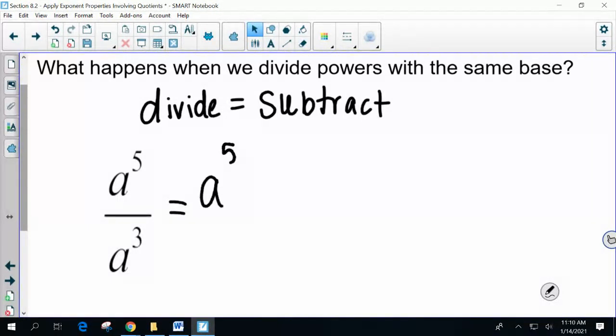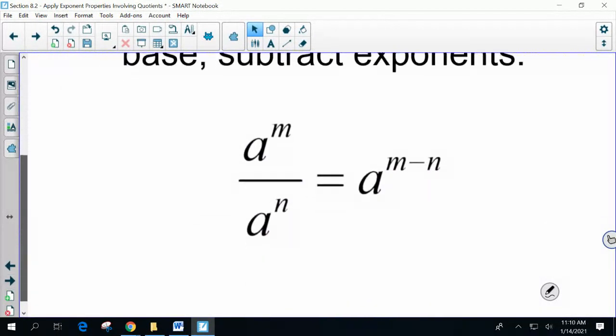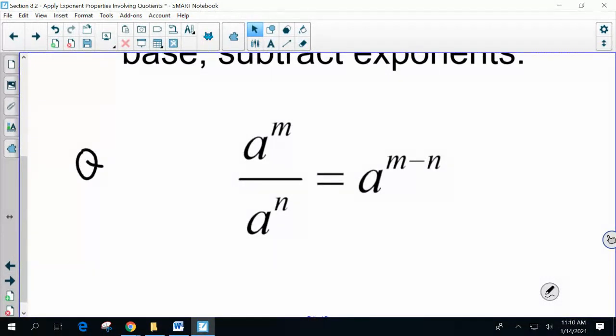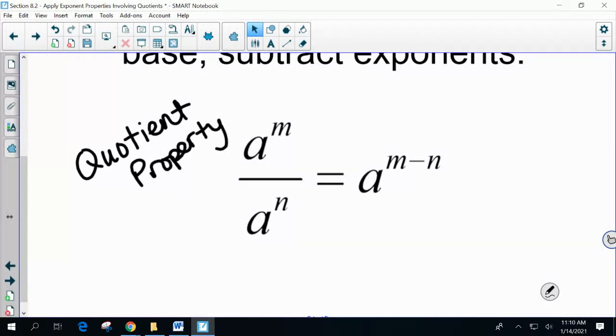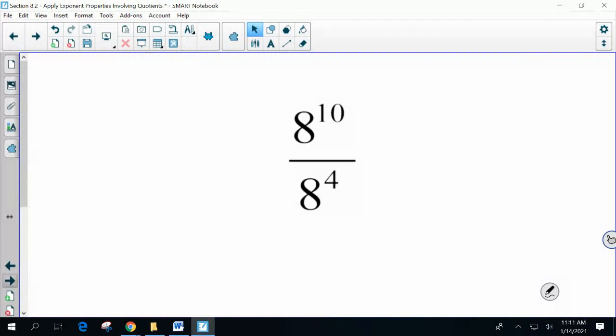So they have to have the same base, and you would take a, and it would be 5 minus 3, which would give you a squared. Okay, so this is that quotient property. a to the m over a to the n would equal a to the m minus n. So a few examples of that.